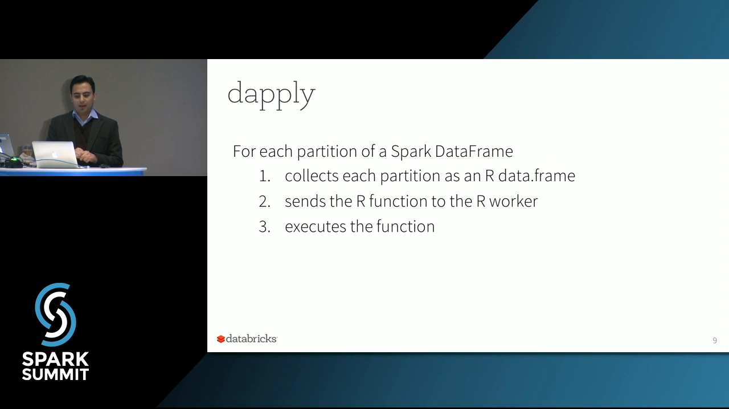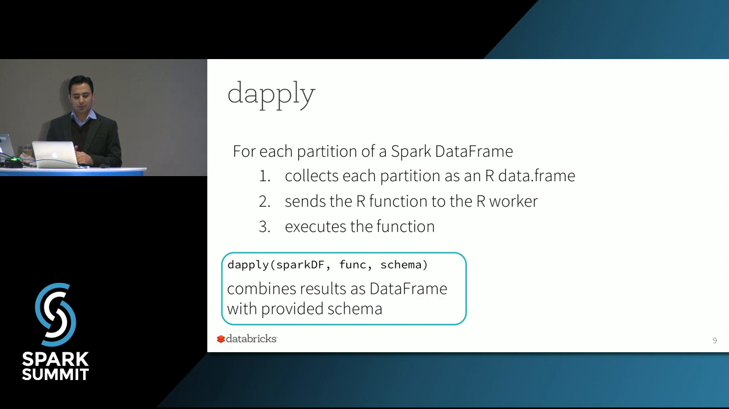Dapply takes two arguments at a high level, a Spark data frame and an R function. It'll take each partition of that Spark data frame and send it to an R worker, execute that function on that worker, and then return the result. And there are two scenarios.